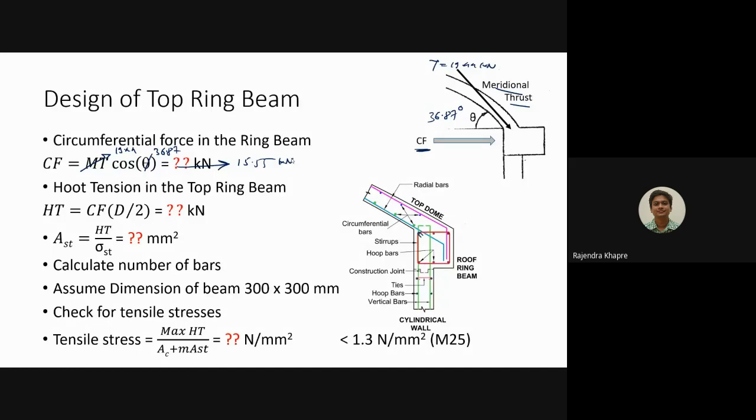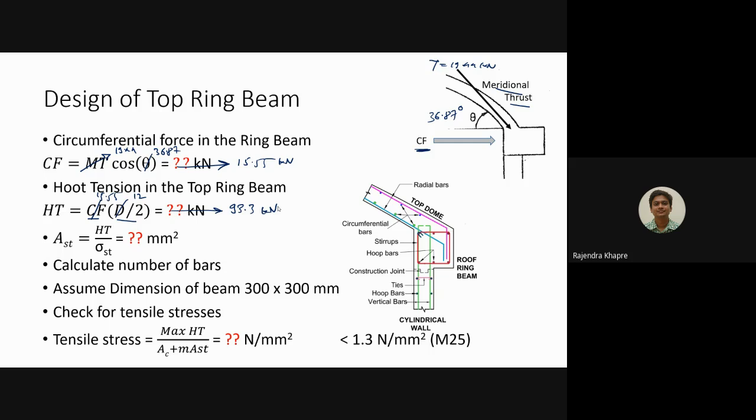Now this is the circumferential force, and it is going to create a hoop tension. Hoop tension is nothing but circumferential force into D by 2. So this is 15.55, your diameter is 12 meter, so 15.55 into 12 divided by 2. How much is this? 93.3. So this is a very large value. This is an axial tension which is there in the beam.